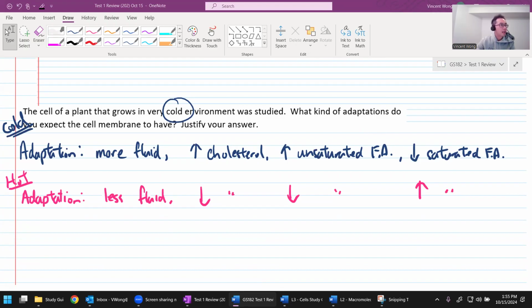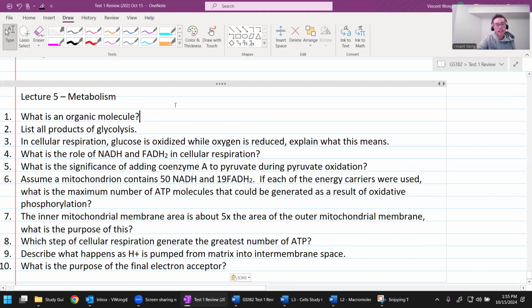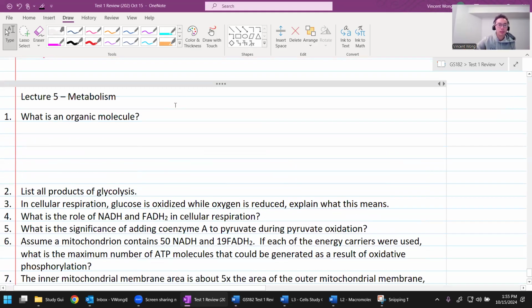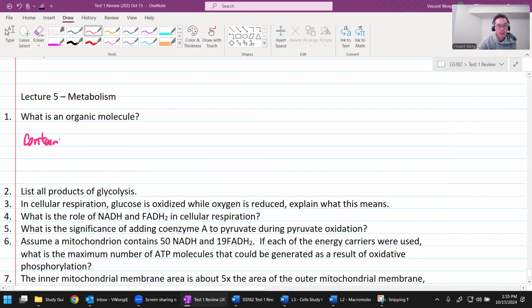Okay, number 5 now. Just copy it over. What is an organic molecule? An organic molecule is basically one that contains carbon atoms, right? Except for CO, CO2, and CN. Even though these contain carbon atoms, the people who came up with the definition said, oh, let's not count them.